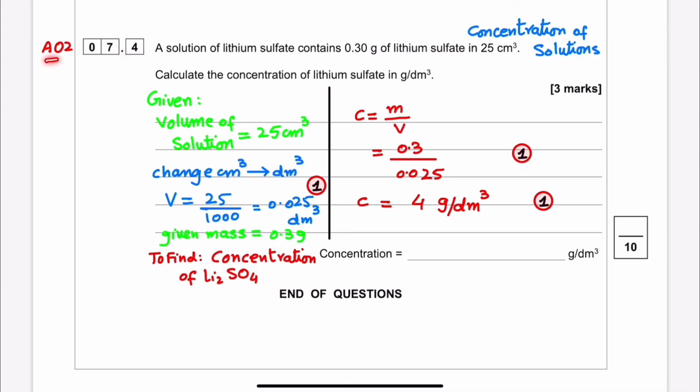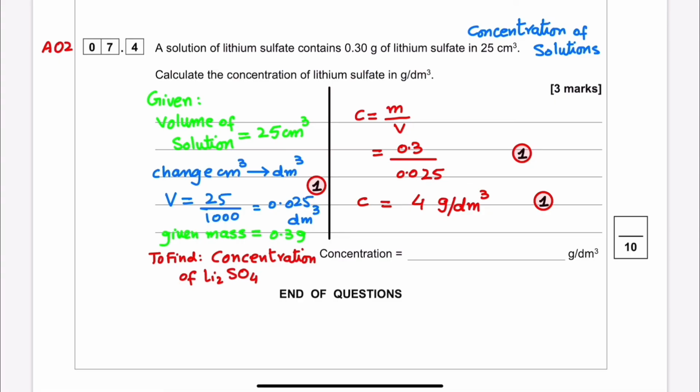7.4 is an AO2 question, and this question is from the concentration of solution. A solution of lithium sulfate contains 0.3 gram of lithium sulfate in 25 cm cubed of solution. Calculate the concentration of lithium sulfate in gram per dm cubed. So it is centimeter cubed. We need to convert centimeter cubed into decimeter cubed.